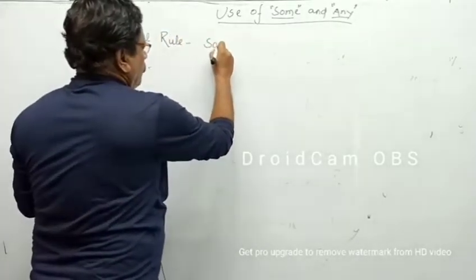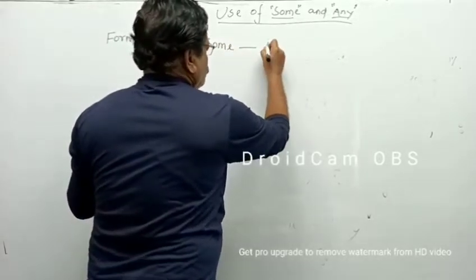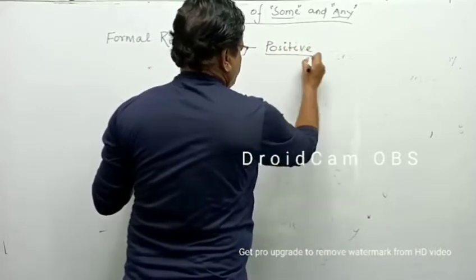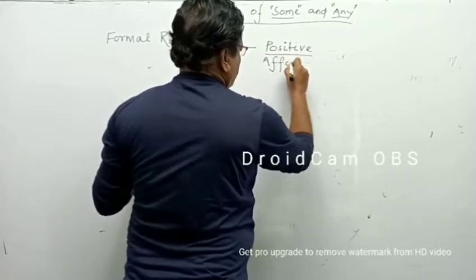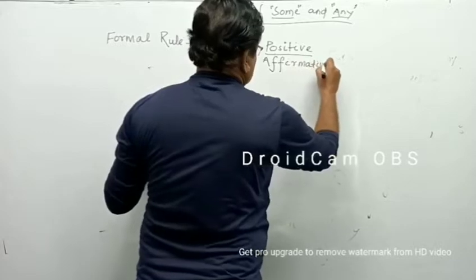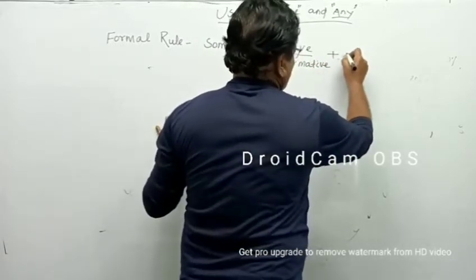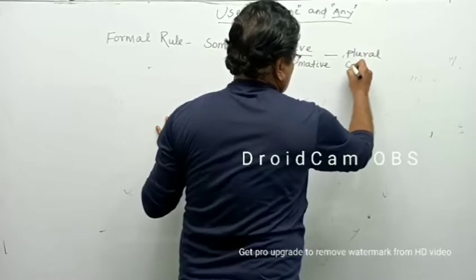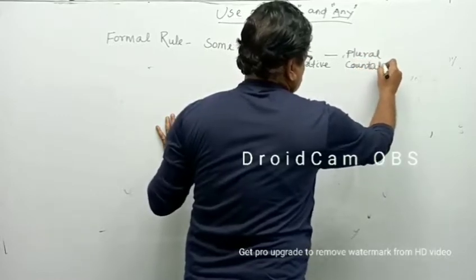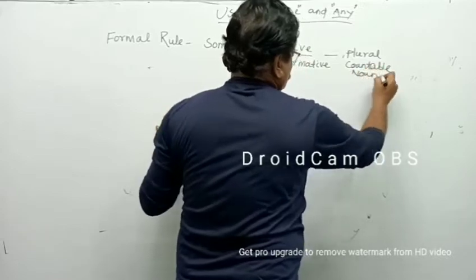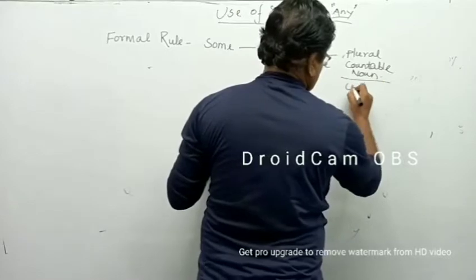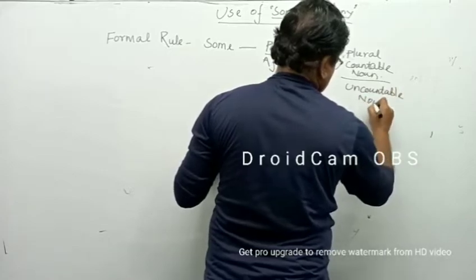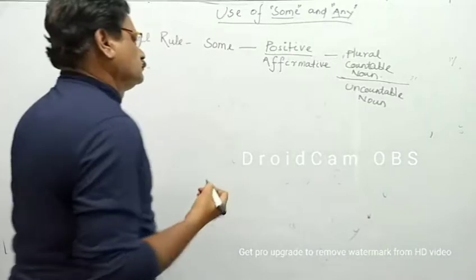Some is used in positive or affirmative sentences, before plural countable nouns and uncountable nouns. This is the formal rule.